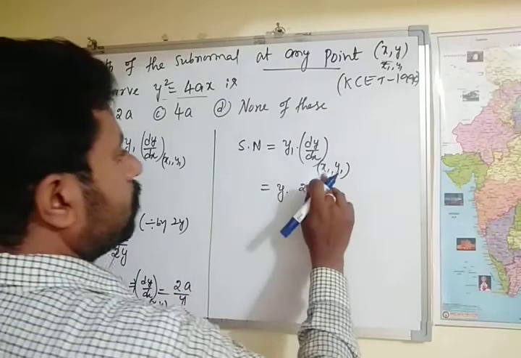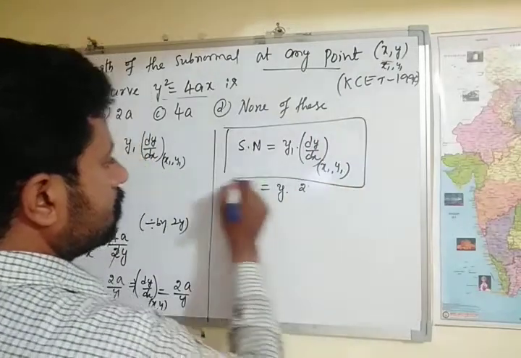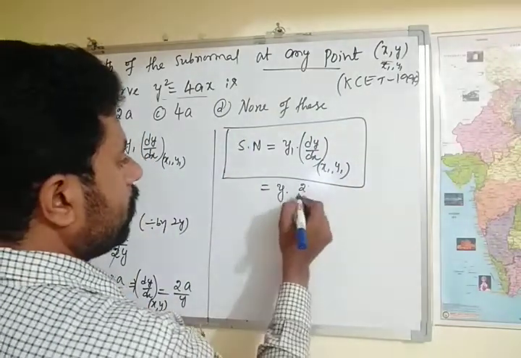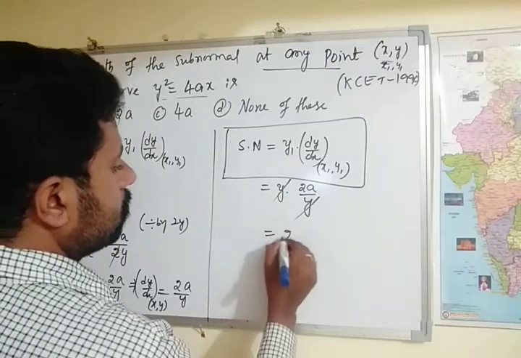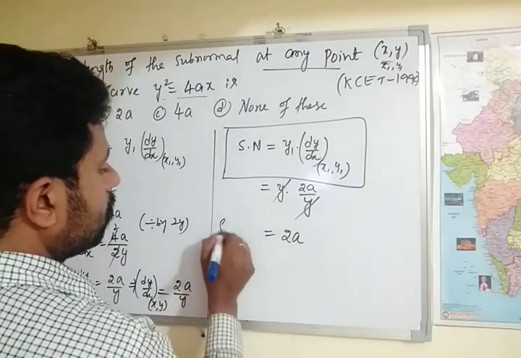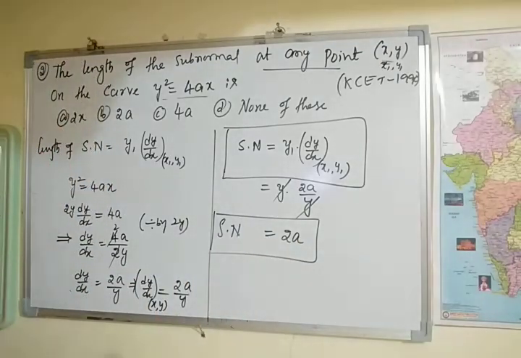Now here we consider y1 into dy by dx at the point, the formula for the subnormal. Y into 2a divided by y gets cancelled, is equal to 2a. This is the length of the subnormal. See here, we have option B is correct.